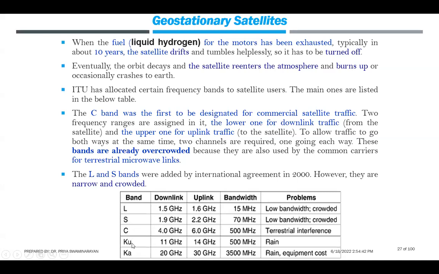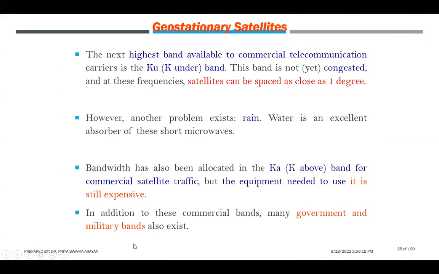Then they proposed the next one, the Ku band. Ku is nothing but K under band. The K under band is not congested. Still there is space. And what is the main advantage of the Ku band? As I said, in GEO satellites, there must be a gap of 2 degrees between two adjacent satellites. But if we are using the Ku band, then that gap is reduced to only 1 degree. And because of the 1 degree gap, we can install double the number of satellites. So that is the advantage of Ku.